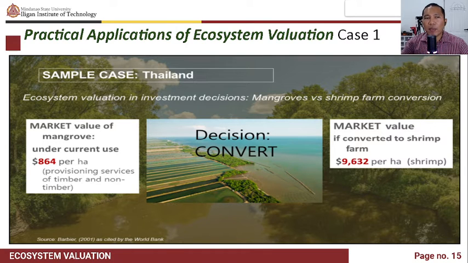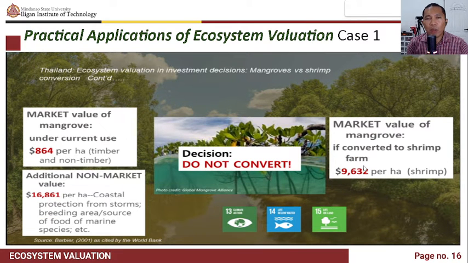In this case, the market value of mangrove is $864 per hectare. That's the provisioning services of timber and non-timber. Whereas the market value when converted to a shrimp farm is $9,632 per hectare for the shrimp production. But if you consider the non-market value, which is around $16,861 per hectare, that's coastal protection from storms, the breeding area, source of food of marine species, among others. So if you have to make a decision based on this, you do not want to convert.